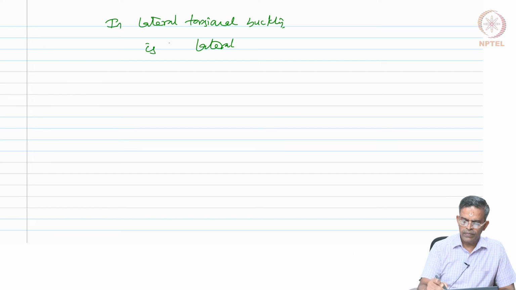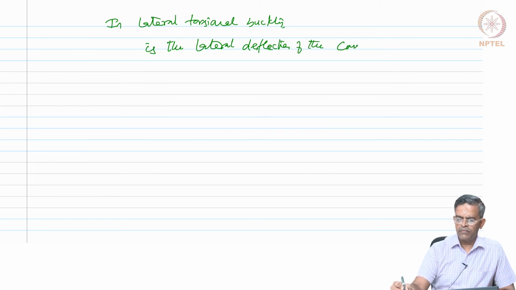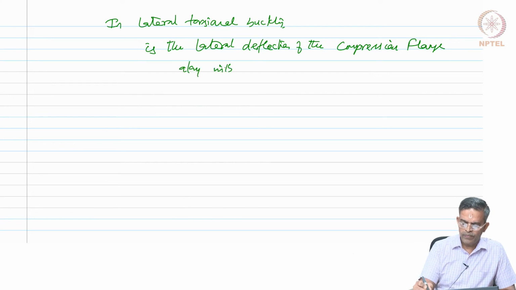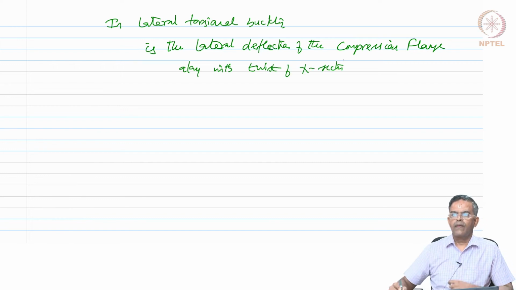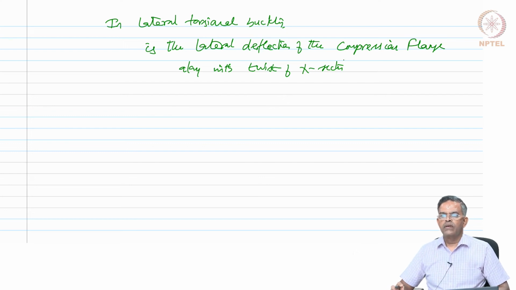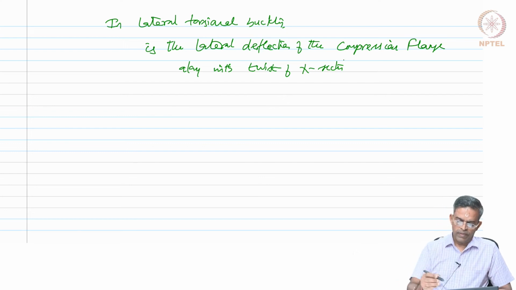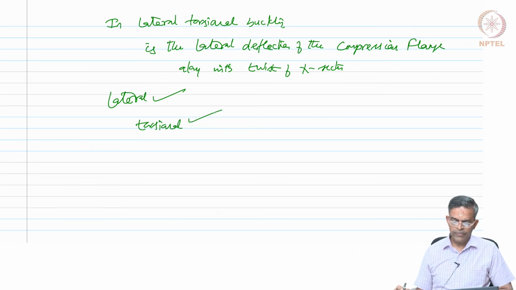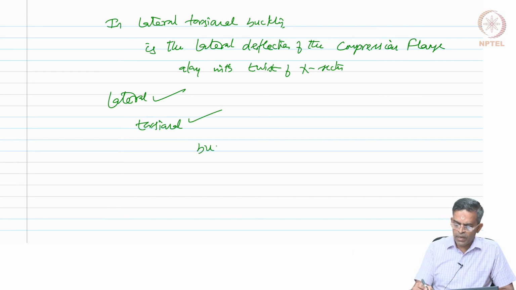Lateral torsional buckling is the lateral deflection of the compression flange along with the twist of cross section. Now the question comes, we have understood how it is lateral, we have also understood how it is torsional, because there is a twist, there is a lateral deflection. Why is it called buckling?